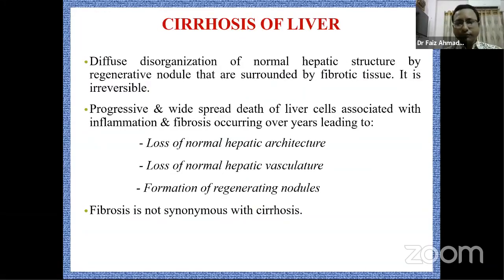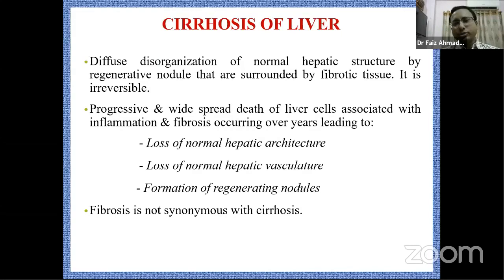Now, how can we define cirrhosis of liver? Cirrhosis of liver is actually a histological term or diagnosis. We can define it as diffuse disorganization of normal hepatic structure by regenerative nodules that are surrounded by fibrotic tissue. And cirrhosis is irreversible. Cirrhosis develops when there is chronic hepatitis in the liver, and this chronic hepatitis ultimately progresses to fibrosis. There are several stages of fibrosis, and the last stage of fibrosis is known as cirrhosis. Fibrosis to some extent is reversible, but cirrhosis is irreversible.